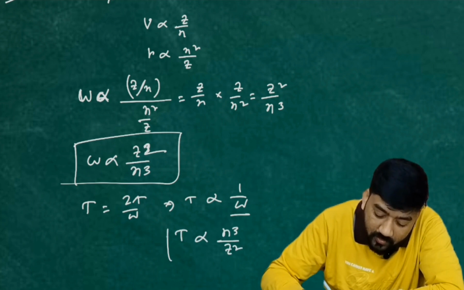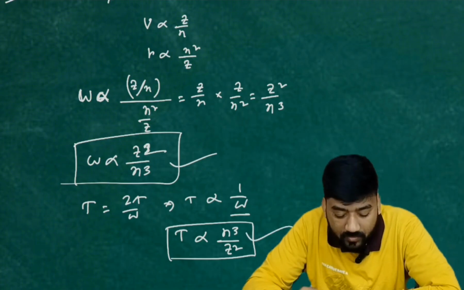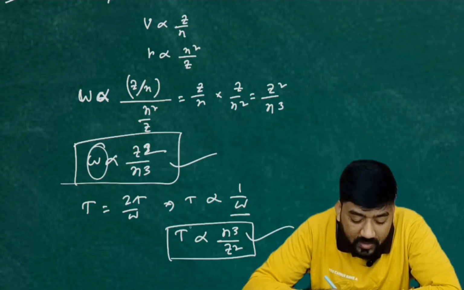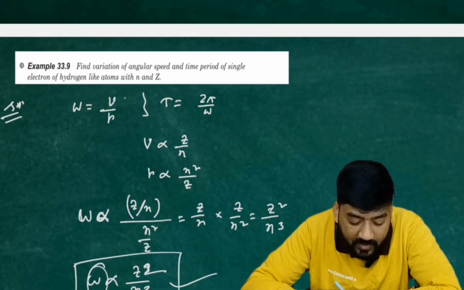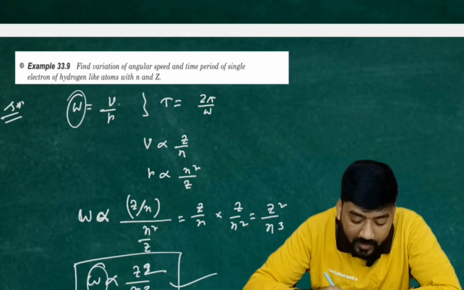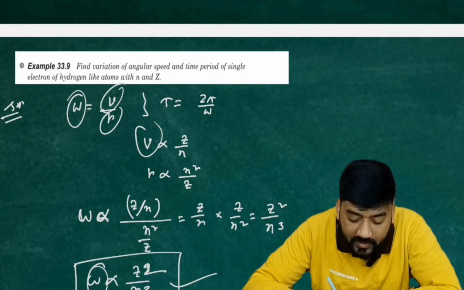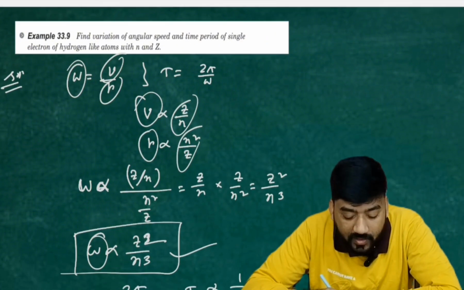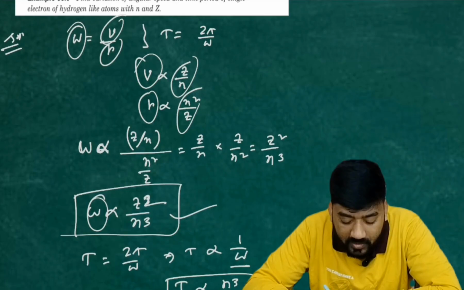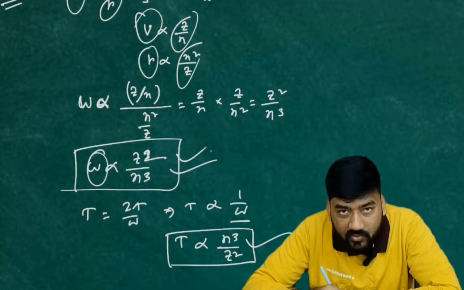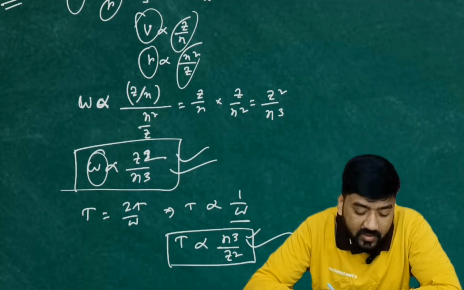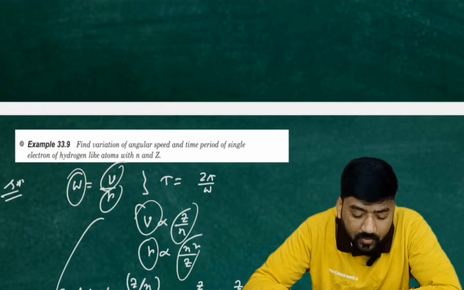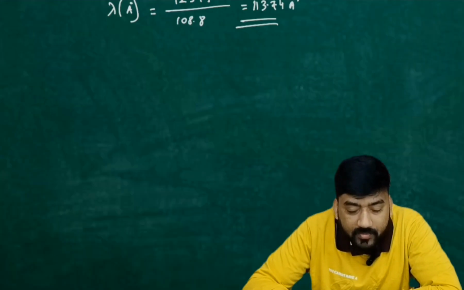So sometimes these kinds of expressions are also used in some problems. You should know how to find omega and t from the basic formula, the basic dependency of omega on v and r, and the dependency of v and r on n and z. So this is how we can find the dependency of omega and t in terms of z and n. And sometimes we can directly solve numericals by using this expression if you remember it. Otherwise you can easily derive it from here. Okay, so this is how you can solve the simple problems which can arise from these topics.